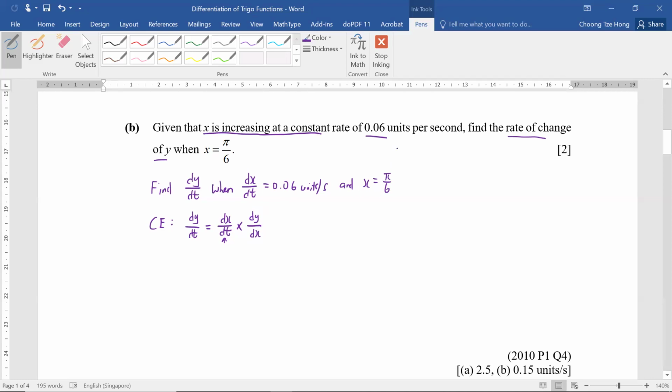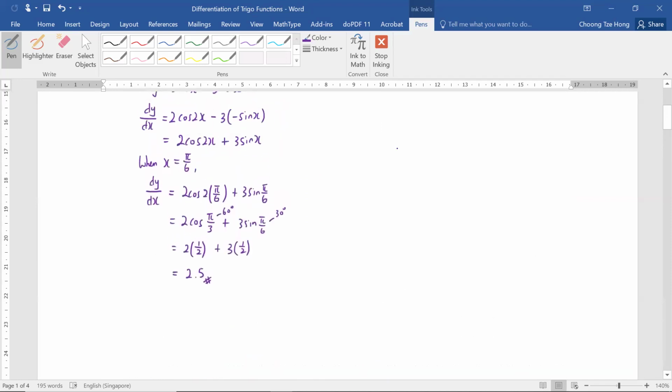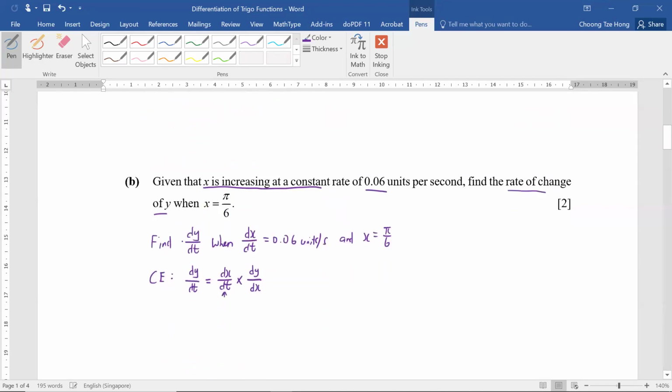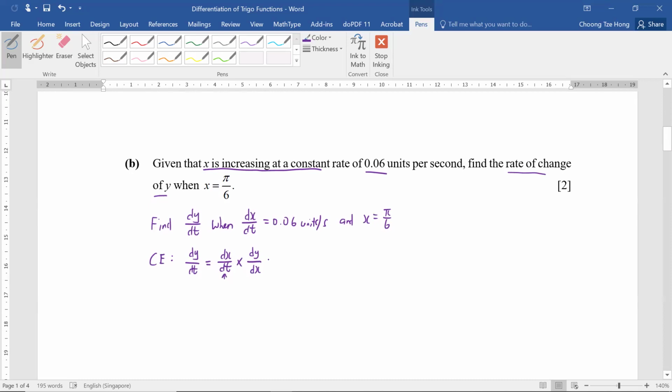But if you recall, we have already found that earlier. When x equals pi over 6, dy/dx is actually 2.5. So now we can just sub in all the numbers and then we'll get our answer. dx/dt is 0.06, so 0.06 times dy/dx, which is 2.5. If you multiply together, then you get 0.15 units per second. So it's just like this. This is a rather simple question with regards to the differentiation of trigonometric functions as well as the rate of change.